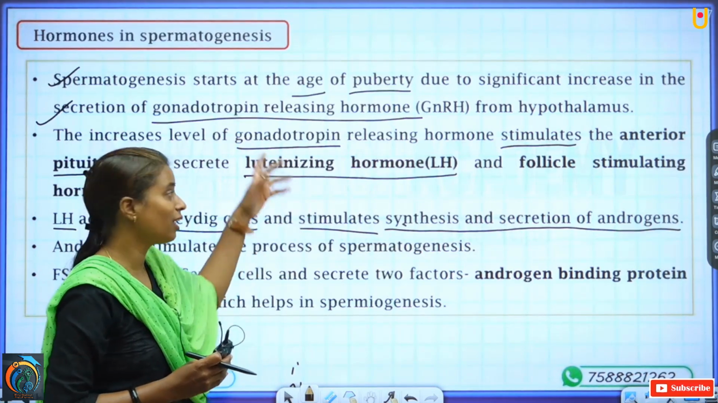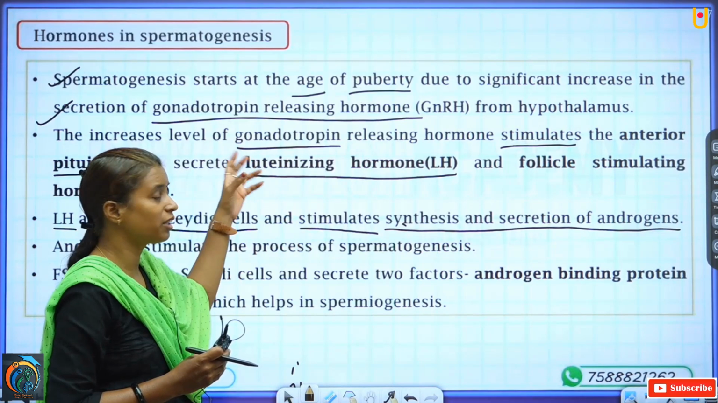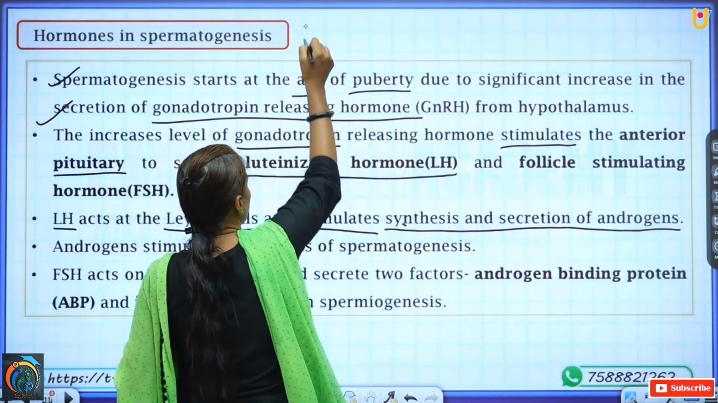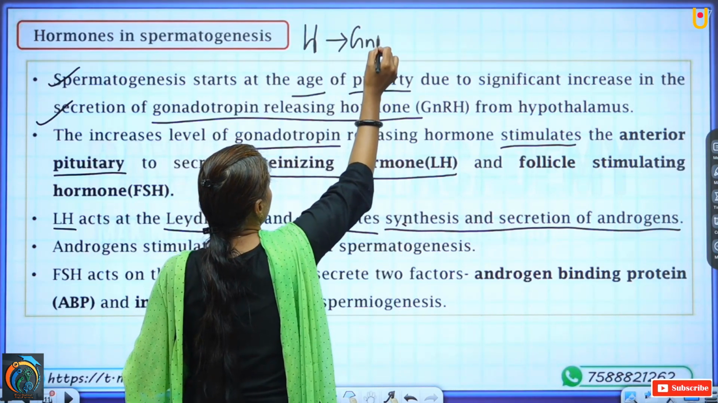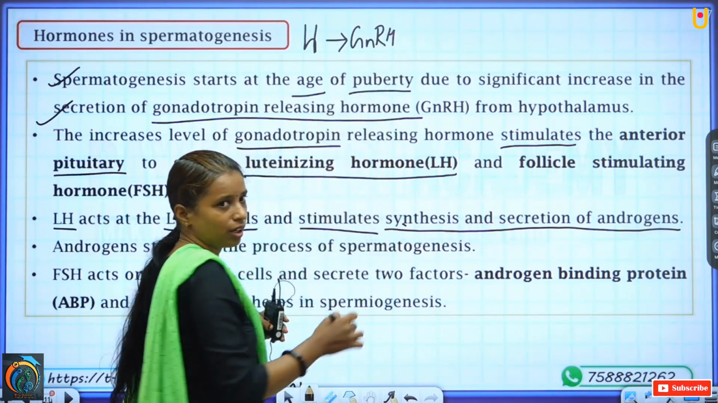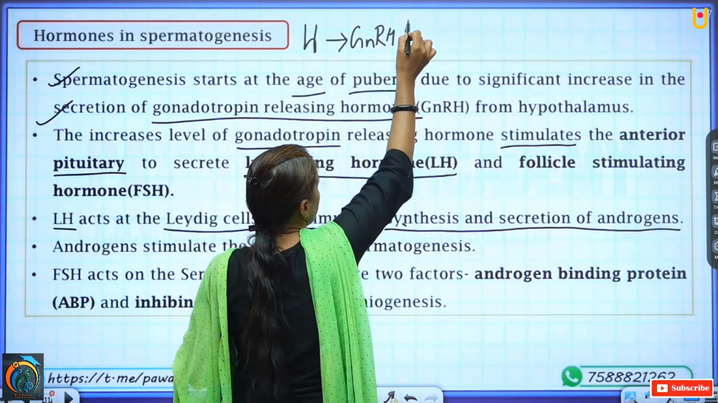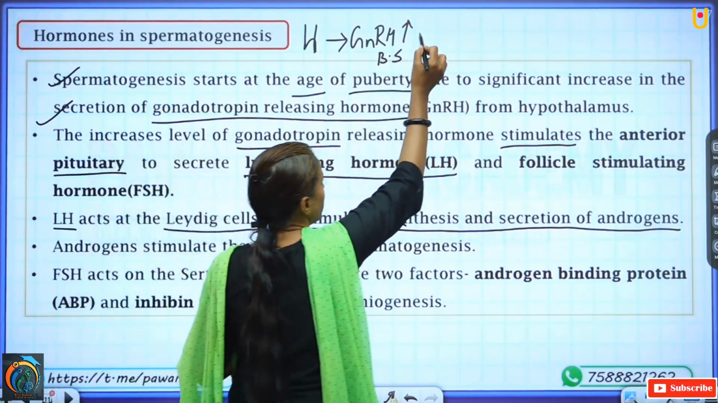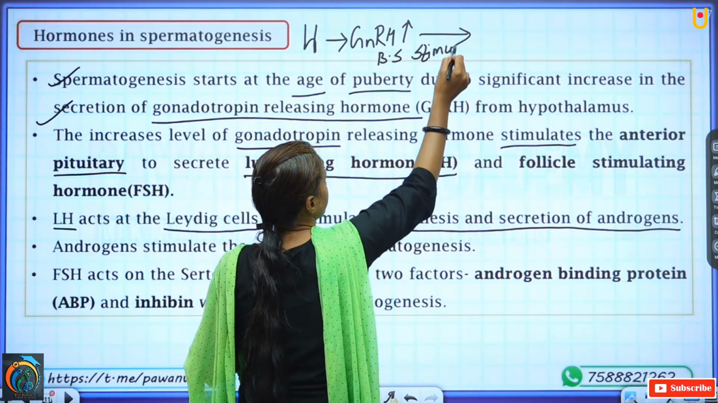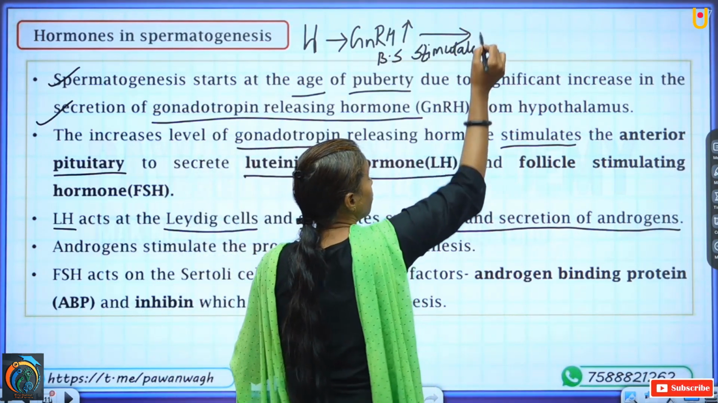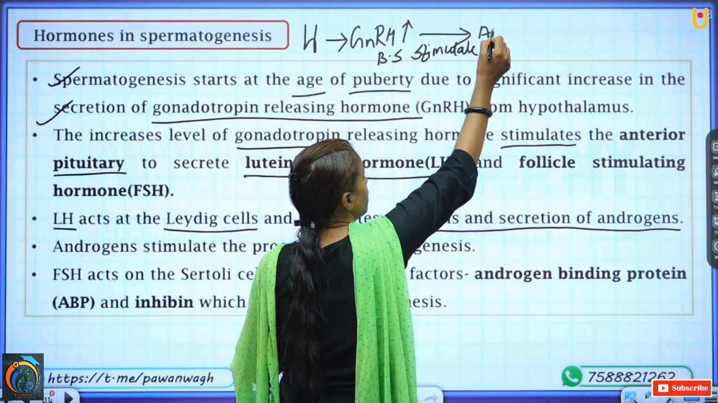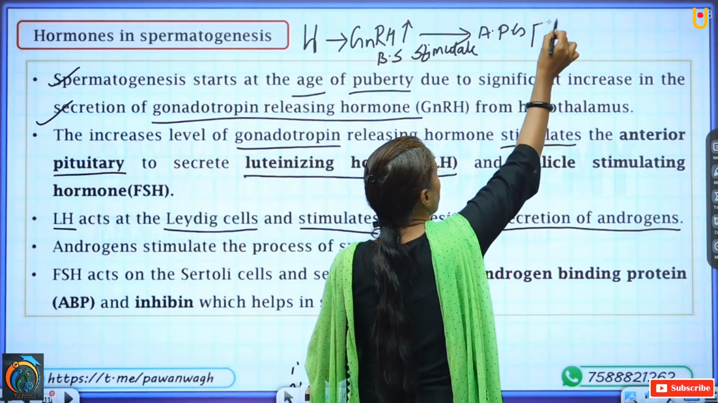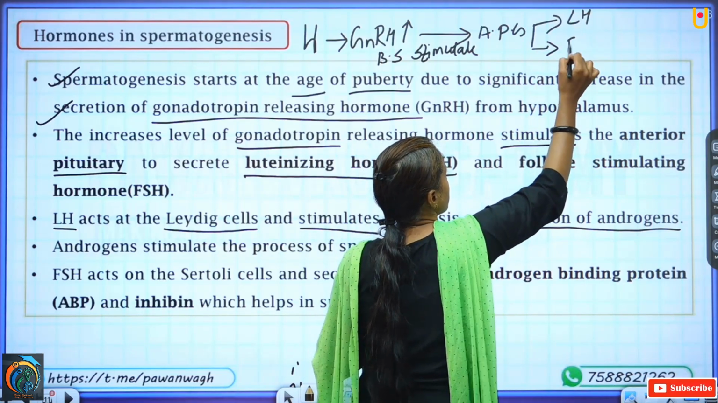See now how the hormones come one by one, and how they are related to each other. First, which hormone came? Gonadotropin releasing hormone. It was secreted, and here we see the hypothalamus secreting GnRH. If this GnRH increases in the bloodstream, what happens? It will stimulate the anterior pituitary, meaning the adenohypophysis. It will stimulate the anterior pituitary gland to secrete two hormones. One is LH and second is FSH.